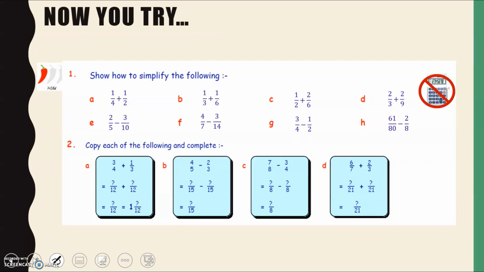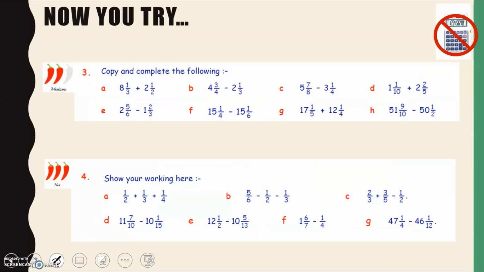Question 1 and 2 are our mild ones today. So for question 1, that's like our very first few examples, so you are only going to have to change one fraction to get it to match the denominator of the other. For question 2, it's talking you through when you need to think about your times tables a bit more, and for a couple of them you're going to have to simplify your answer at the end.